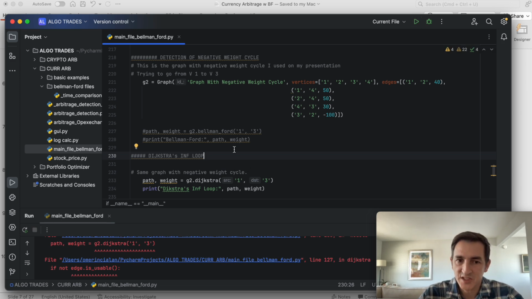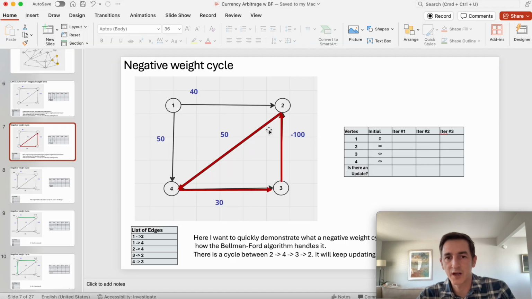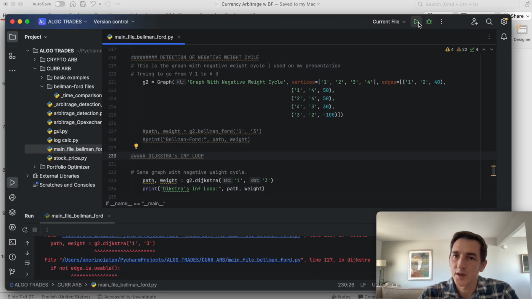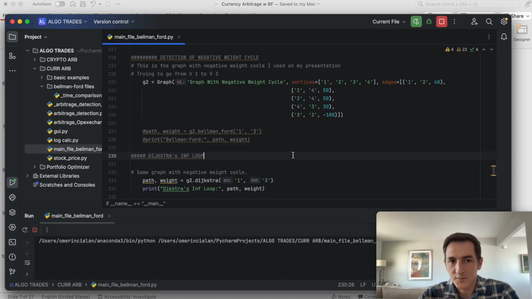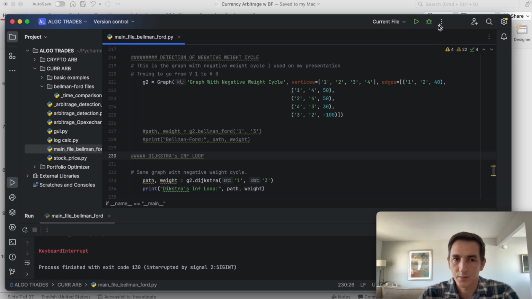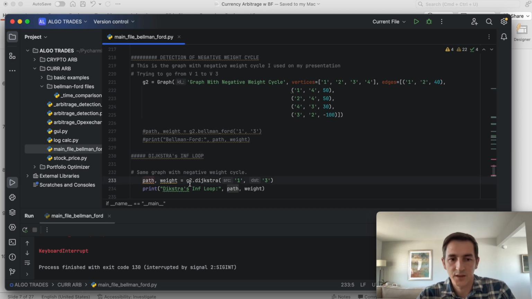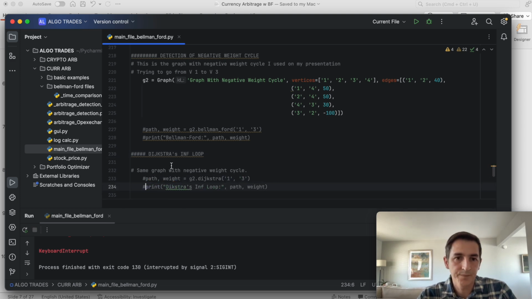When I run Dijkstra's algorithm on a graph with a negative weight cycle, as you see, it goes into an infinite loop. It will keep running forever. But if I run Bellman-Ford, let's comment this out first.